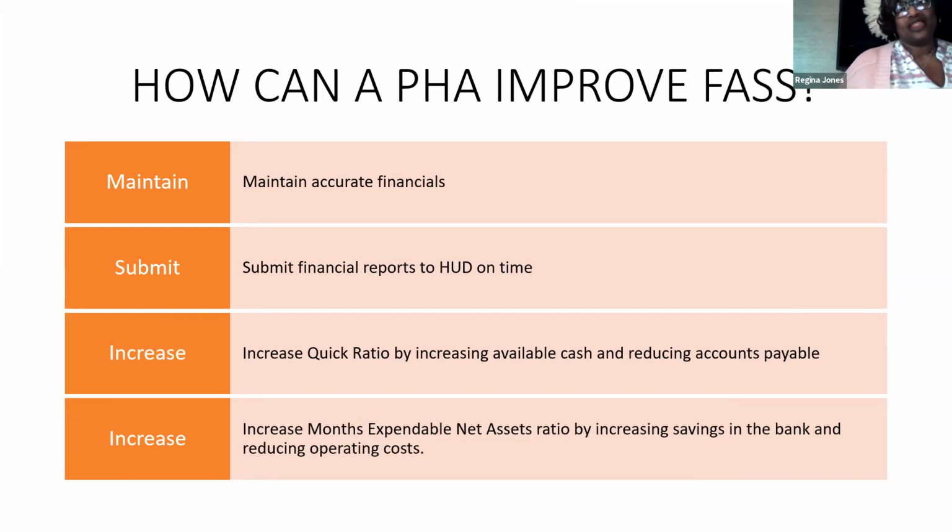Next, we can move on to how a PHA can improve their PHAS score. Pretty simple. Maintain accurate financials. Submit your financial reports to HUD on time. Increase your quick ratio by increasing available cash and reducing accounts payable. And increase the months expendable net assets ratio by increasing your savings in the bank and reducing operating costs.